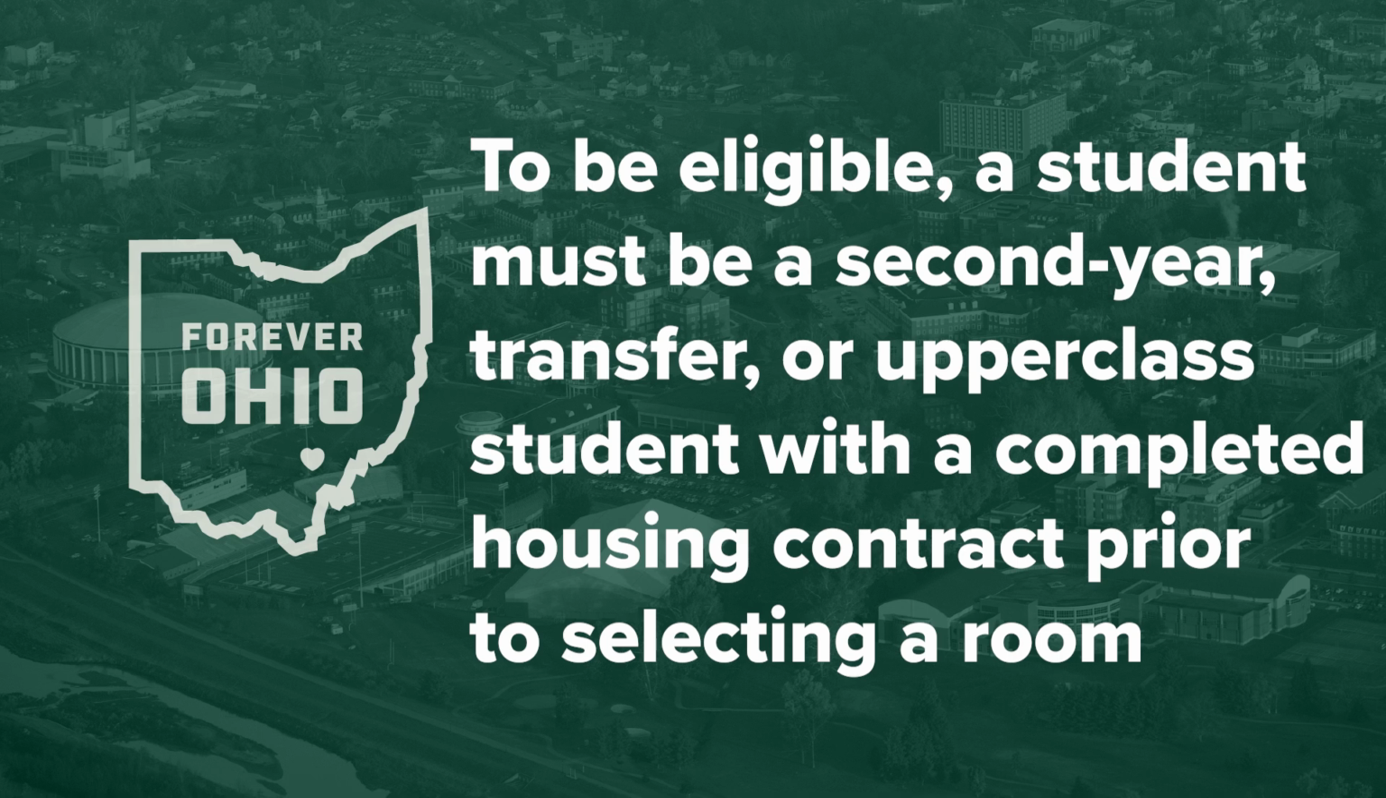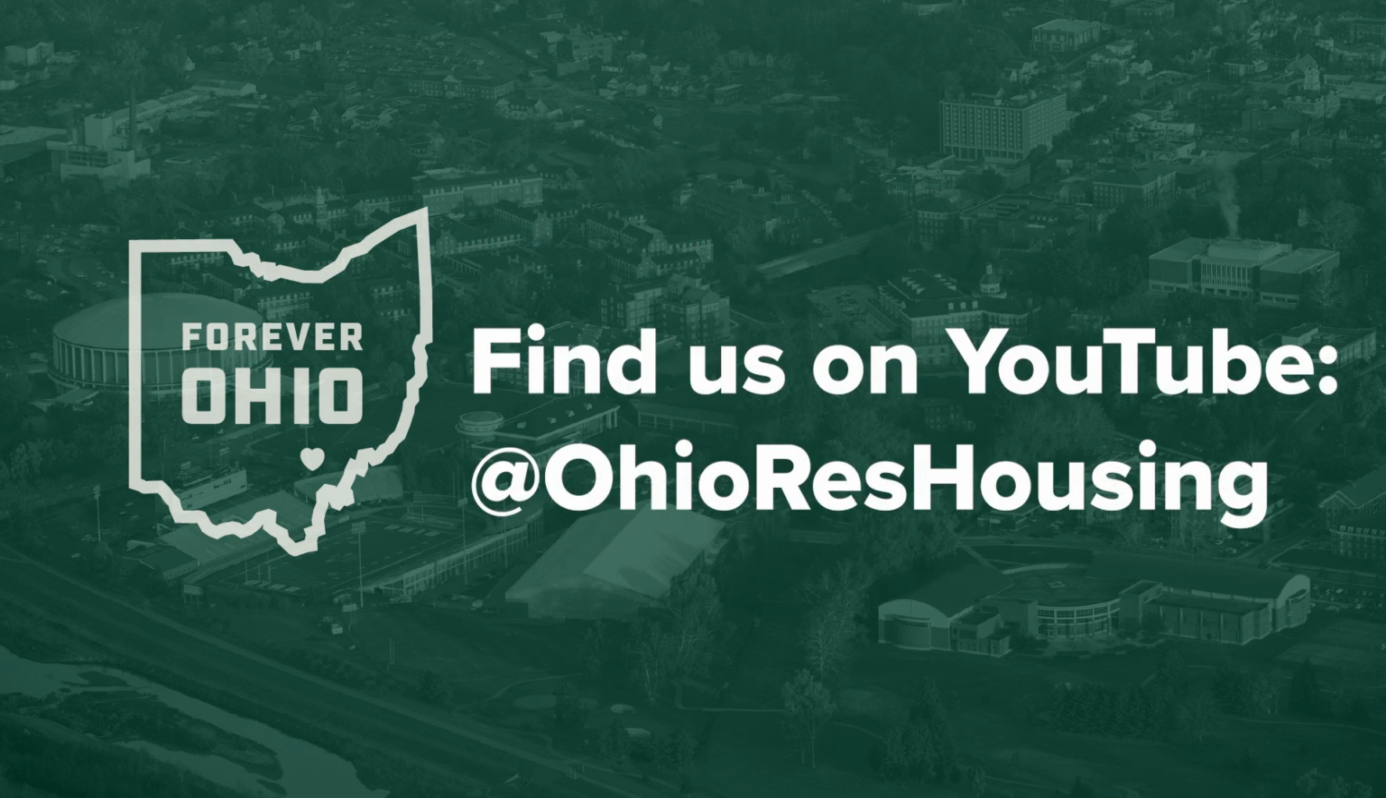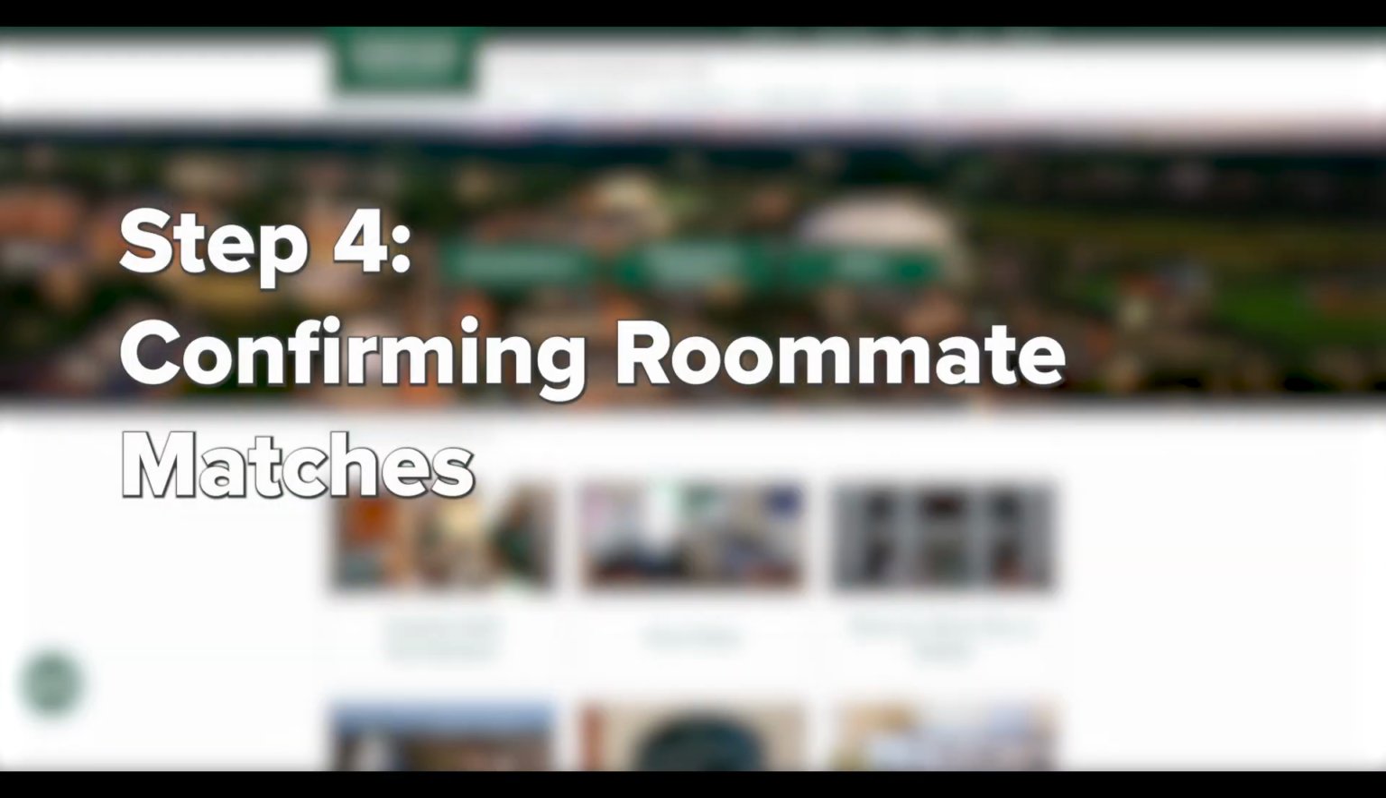To be eligible, a student must be a second-year, transfer, or upper-class student with a completed housing contract on file prior to selecting a room. Second-year students who match with upper-class students are not eligible to live in River Park spaces. We have a video tutorial on our YouTube channel that guides you through the process of successfully matching with your desired roommates.